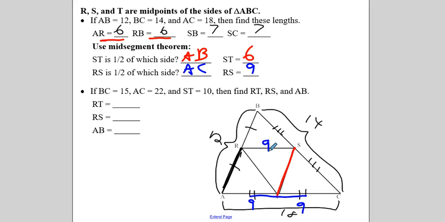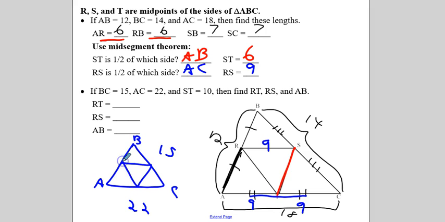Now, we can't really label again because we already have a triangle on. So I'm going to real quickly draw a smaller version of the triangle and put B here, C here, and A here. And it says BC is 15, and AC is 22, and ST is 10. Well, where is ST? Remember, that's right in here, right? ST, which is right here, is 10. So it's asking us, what is RT? RST.